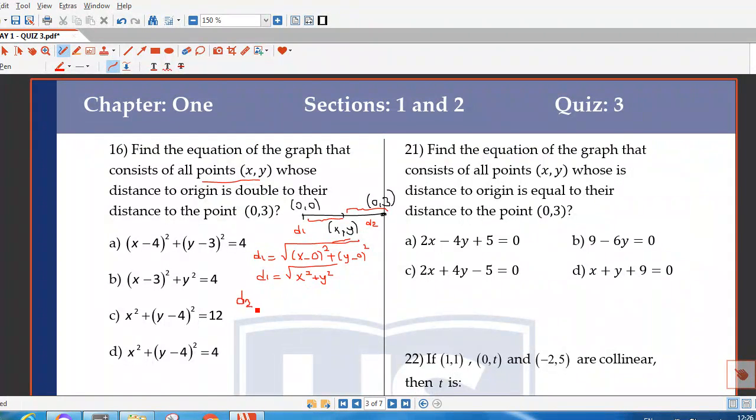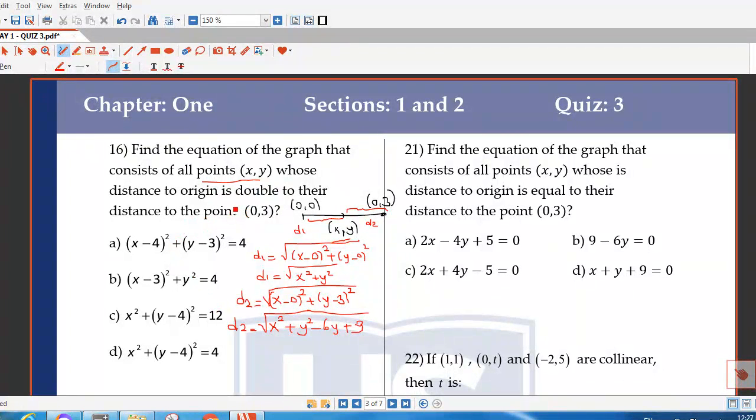The other distance is d2. It is going to show us distance between xy and (0, 3). Difference of x coordinates, x minus 0 squared, plus y minus 3 to the power of 2. d2 is going to be square root of x squared plus... We may also expand this binomial. It becomes the square of binomial, y squared minus 6y plus 9. There is nothing to do as operation, so we are going to keep them the same.